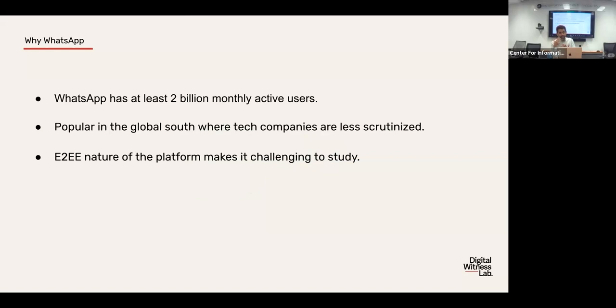It's 2 billion monthly active users. That's the same as Instagram. It's the third most popular social media platform on the web. It's also weird to me that it's a social media platform. It's an encrypted chat app, but it's also a social media platform.